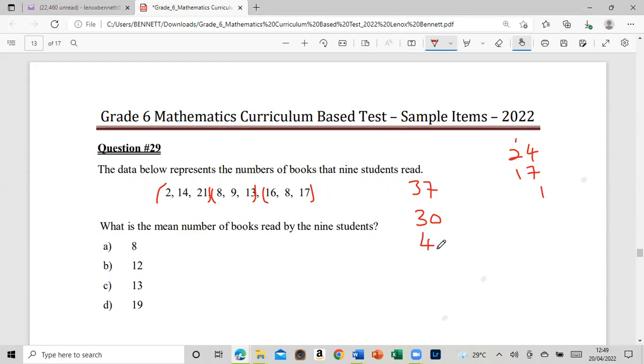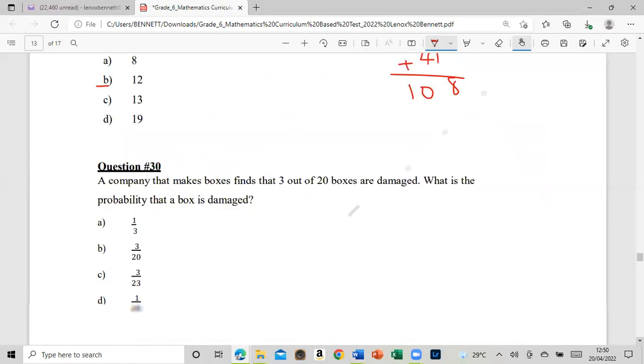All right. So now we add up all of them. So that's the total. So that's 8, 3 and 3, 6 and 108. So that would be 108 divided by 9, and that would be 12.